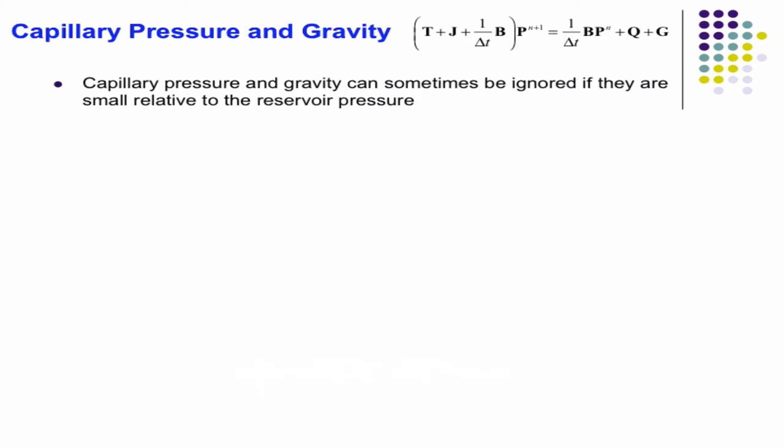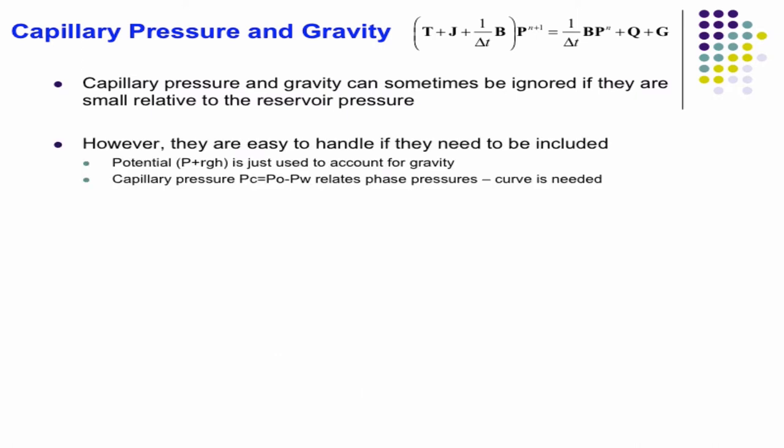In this class, for the most part, we ignored capillary pressure and gravity, but it's not really a big deal to include them. You know how to include them, certainly for Darcy's law. You just add the rho g h term in the potential, and then the capillary pressure.